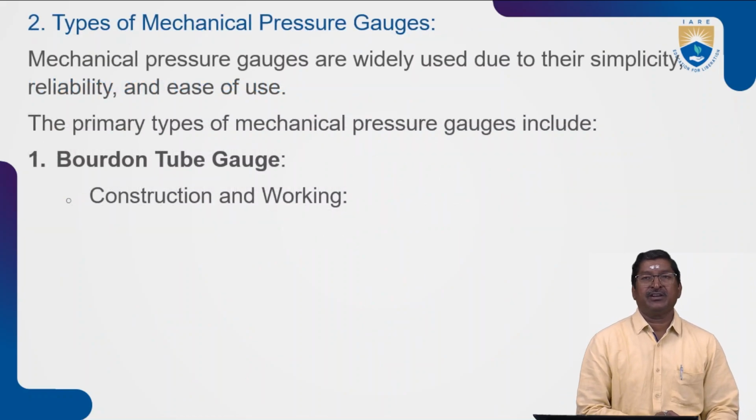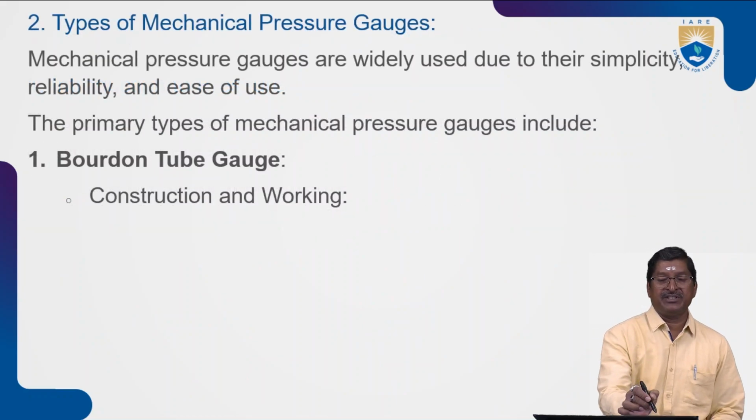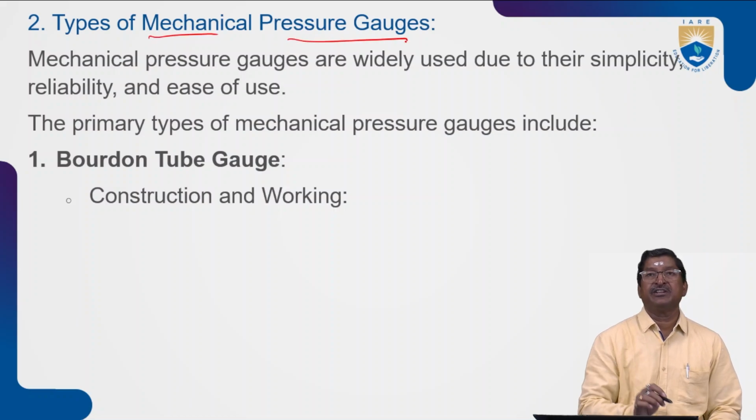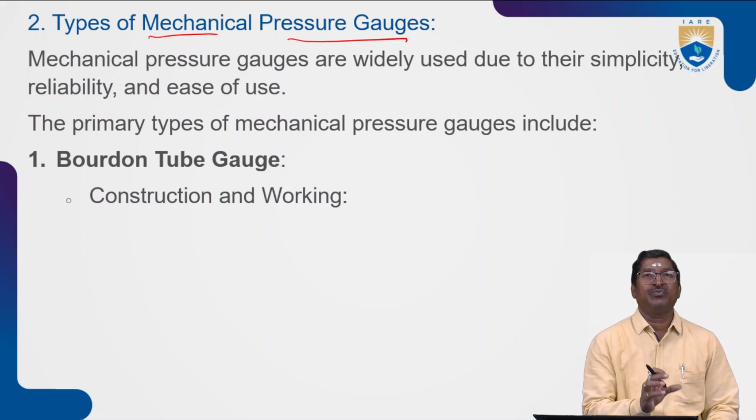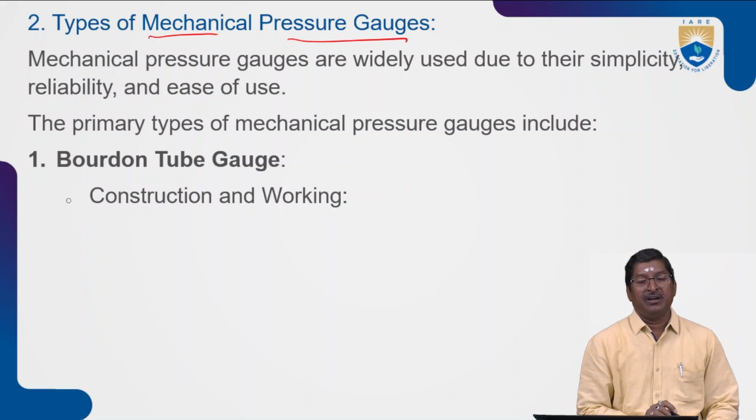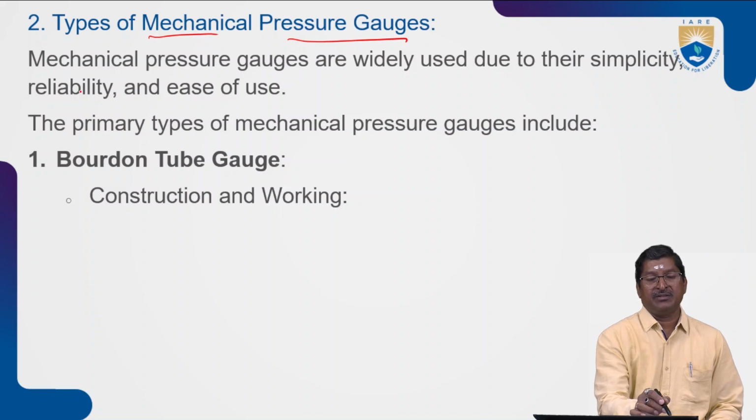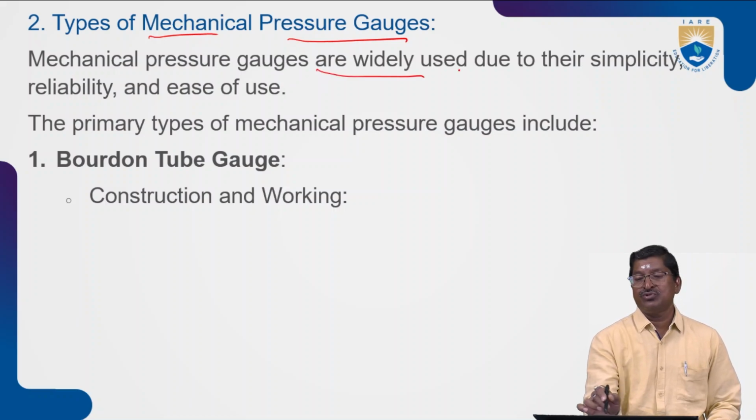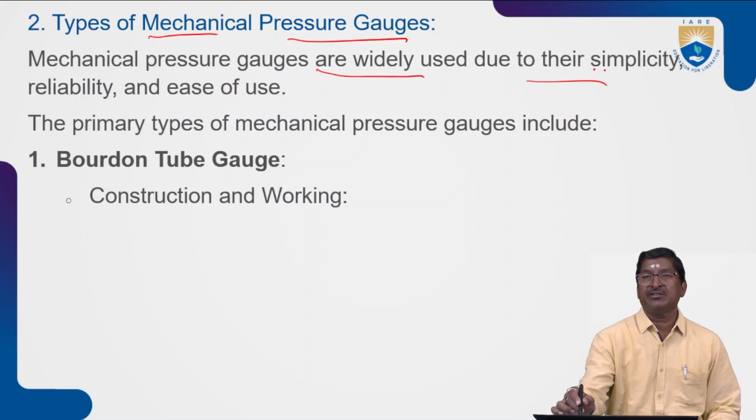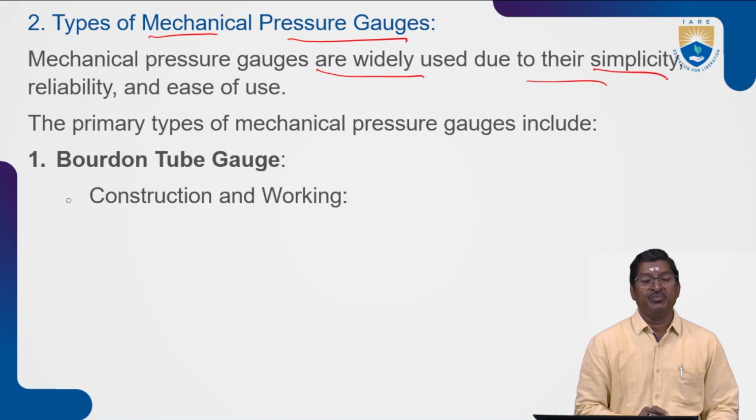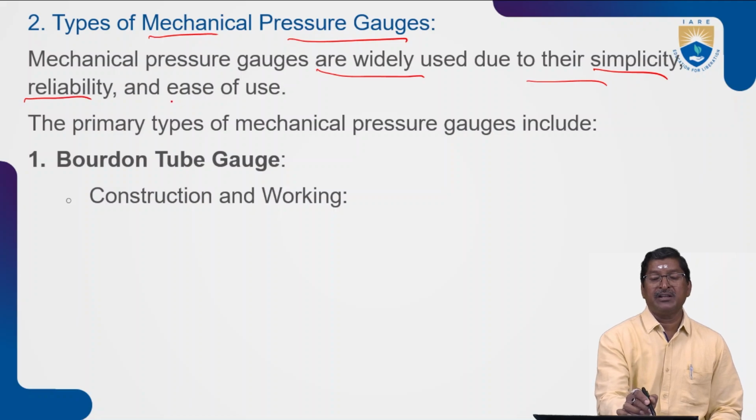So there are many types of mechanical pressure gauges. A pressure gauge is nothing but a device with which we can measure the pressure inside a pipe or any device. Mechanical pressure gauges are widely used because of their simplicity. They are very easy, simple, reliable, and easy to use.